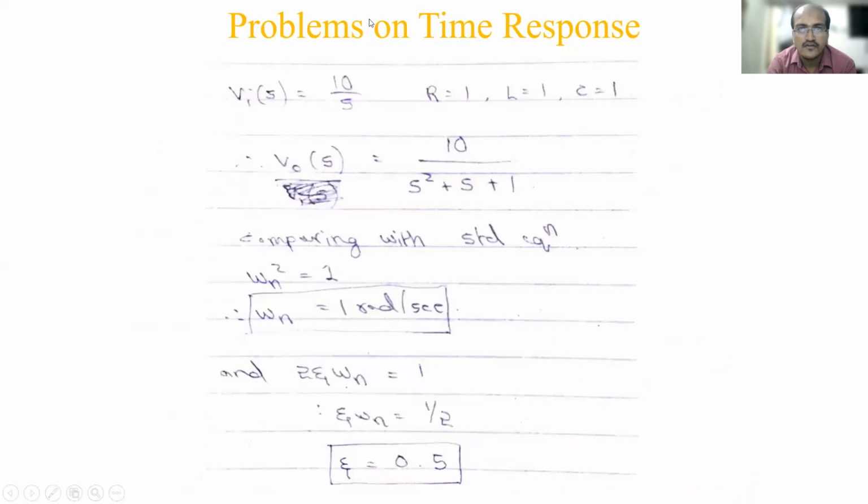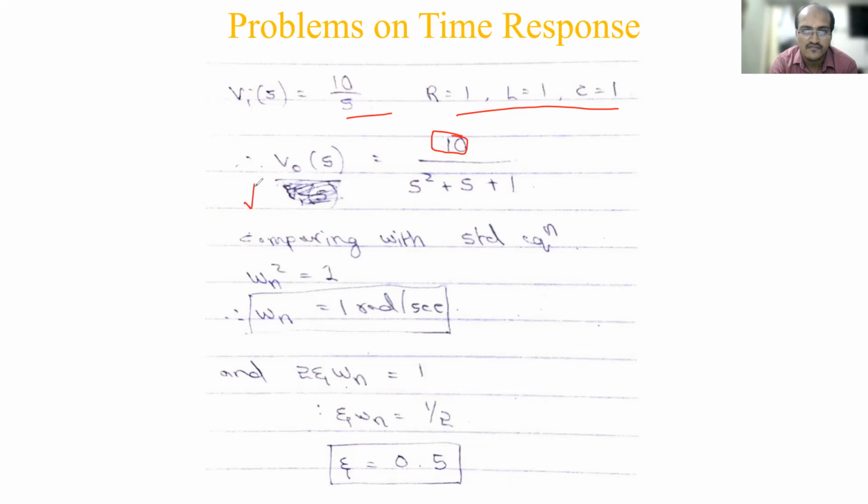See, Vi of S, they have given magnitude 10. For a unit step input it is 1 by S, but now they have given magnitude 10, so 10 by S you have to take. RLC is 1, RLC is 1. So this Vi of S is multiplied first. Some steps are missing.